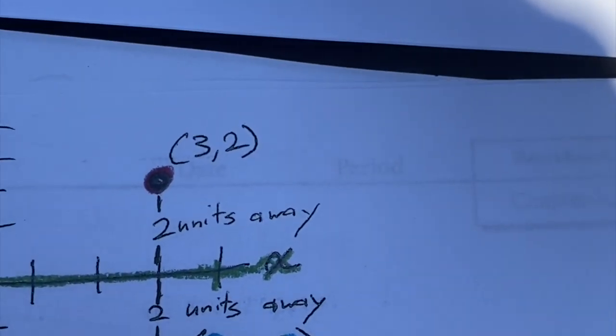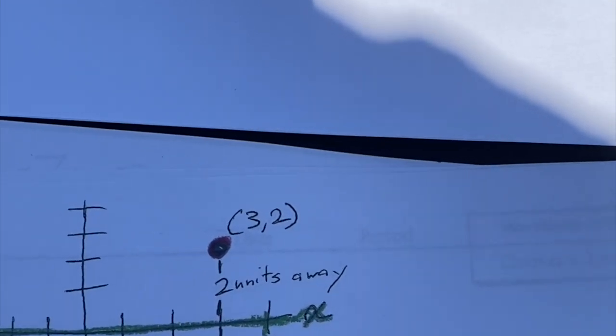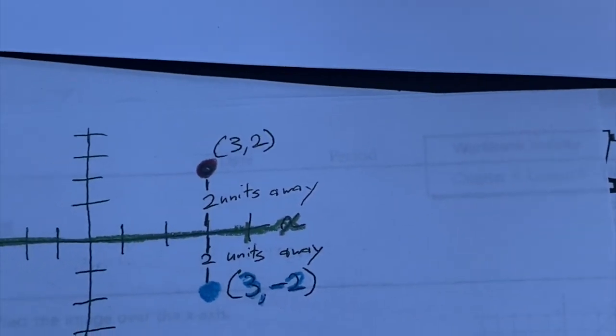Remember, horizontal, then vertical. The first number tells us where we go horizontally, left or right. If it's a positive number, we go to the right. If it's negative, we go to the left. Same thing with the second number, except instead of going left or right, we go up if it's positive or down if it's negative. So remember that.